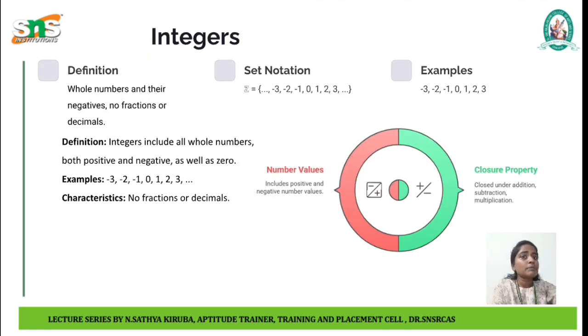Now when it comes to integers, whole numbers have the negative numbers inside them, that is when you have -3, -2, -1, -23, -46, like that. Negative numbers will come under integers. So number values include positive and negative number values, and the closure property is under here. Since there is a negative number, the property for addition, subtraction and multiplication will come under this.